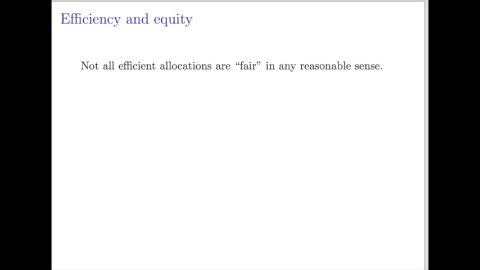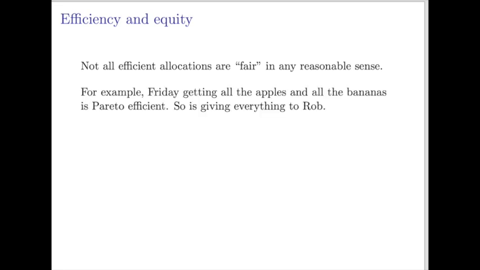So as I've said before, efficiency doesn't say a whole lot about fairness. It's a pretty minimal requirement in terms of how we allocate resources. So there are efficient allocations that are not fair in any reasonable sense of the word. The example I've given you previously was that we could give everything to Rob, or we could give everything to Friday, and such an allocation would be considered efficient. But again, no reasonable sense of the word fair would describe either of those allocations as being fair.